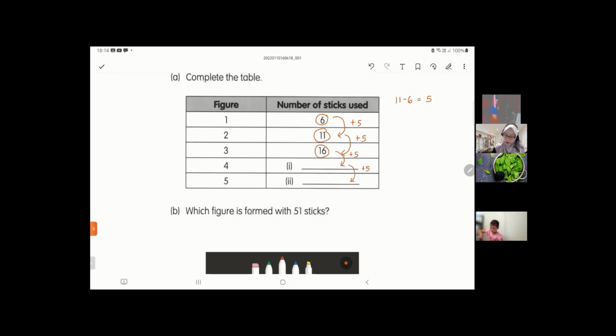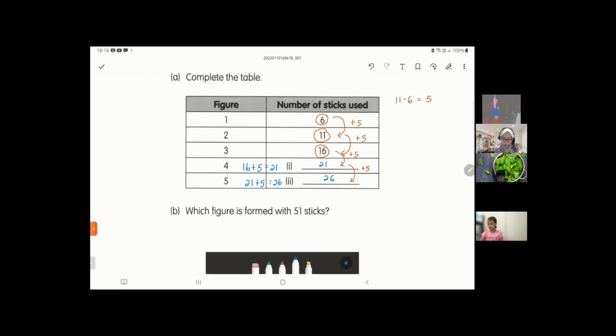Okay, now to find the part 1, what is that? You need to plus 5, right? So this is actually 16 plus 5 equals to 21. 21 is the answer. The next one, 21 plus 5 equals to 26. That is the answer.